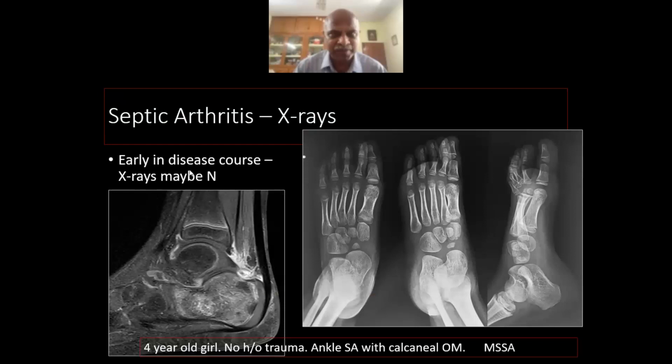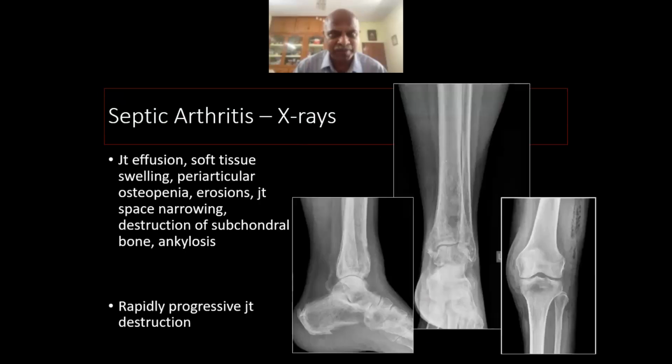It's important to remember that early in the disease course, X-rays may be normal. For instance, in this girl, which we have seen very recently, this is a 4-year-old girl, no history of trauma, sudden onset presentation with fever and swelling around the ankle joint. This was the radiograph done the next day in the morning following the onset of the illness, which is fairly normal. And a few days later, when we did the MR imaging, we can see that there is septic arthritis of the ankle joint as well as calcaneal osteomyelitis consequent to Staph aureus infection. And this was methicillin sensitive Staph aureus infection. So remember that early on in the disease course, X-rays may be normal.